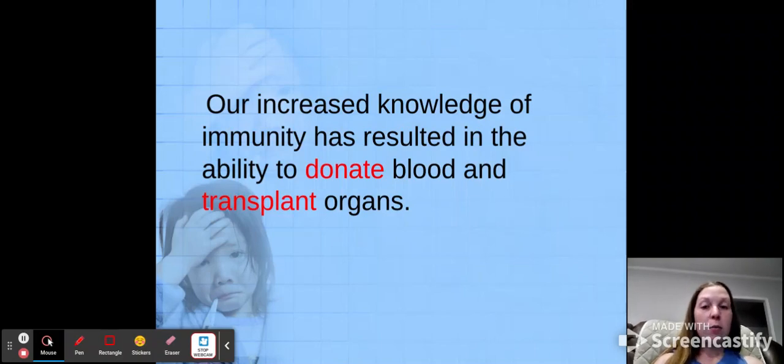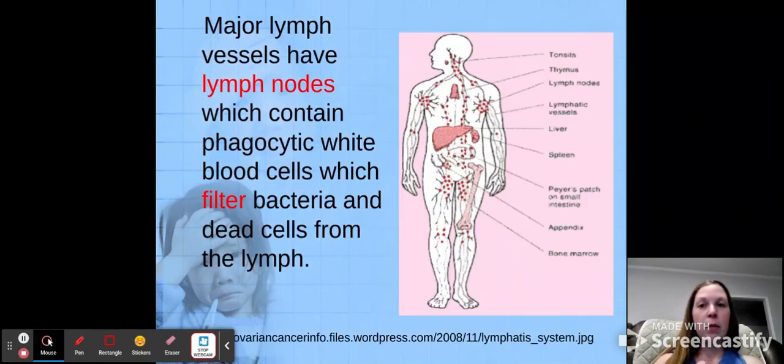With our increased knowledge of immunity, it's resulted in the ability to donate blood and transplant organs to help those that fight with these issues. We do have major lymph vessels, and those have lymph nodes, which I'm sure you've heard of before, which contain those phagocytic white blood cells, and those will filter the bacteria and the dead cells from the lymph. So this is important to understand, especially with cancer, because it's very traumatic to the body in any case. But once it gets to the lymph nodes, it can be much, much, much worse and much harder to get rid of. But here's just an example to show you where all of those are.